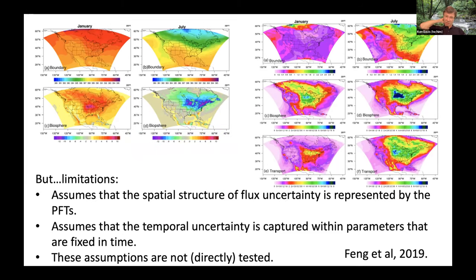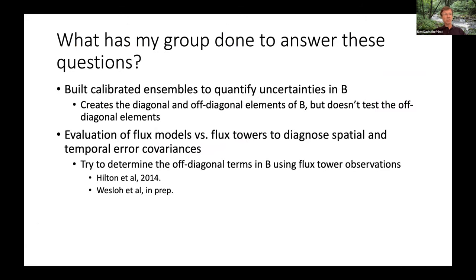But as I said, this has that limitation about what are the space and time structures of the uncertainties. So we've got to go after that. So we've tried. I'm going to show you two examples of our efforts to try to take apart those space and time error covariances using observations.